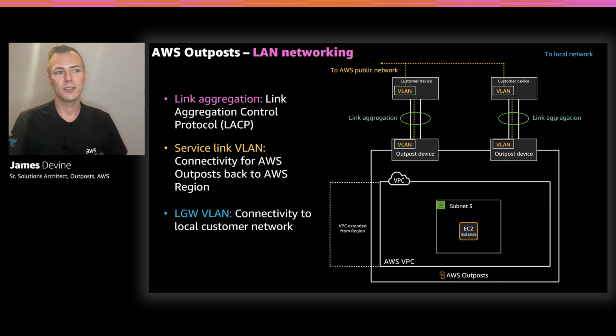We also have the local gateway that we were talking about earlier has two VLANs as well. And in a similar fashion, we do that for redundancy. So we have a VLAN on each switch, and that connects through to a VLAN on the customer device side. And that provides the connectivity to the local network.